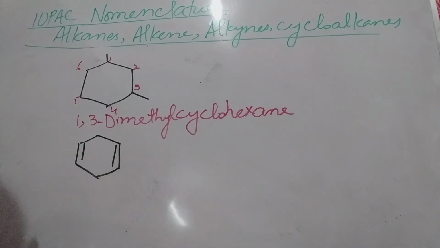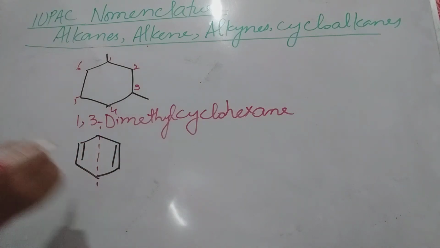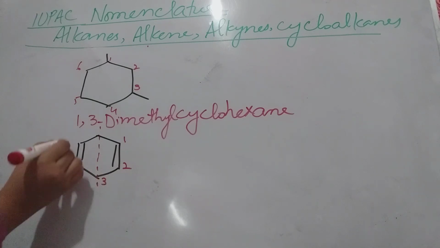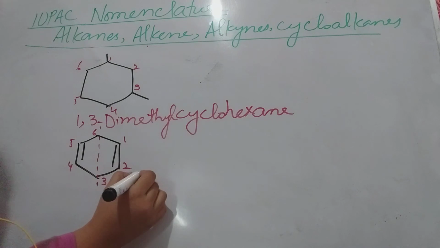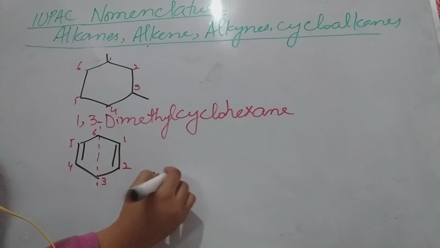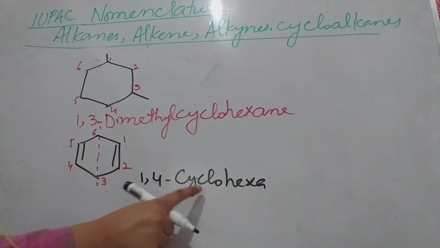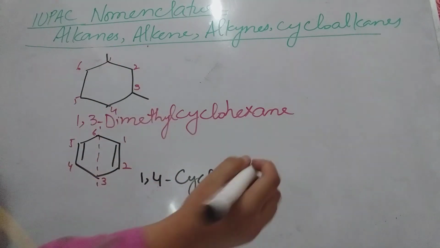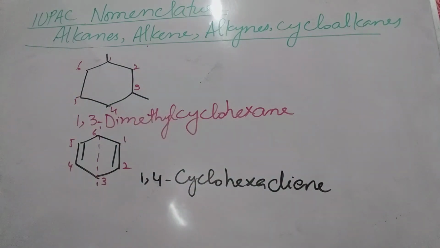If there is a double bond in a cycle, then it's a symmetrical molecule. You can start numbering from here, 1, 2, 3, 4, 5, 6. Okay, this is 1, 4-cyclohexadiene. Cyclo means it's a cyclic compound, hexa means a 6 carbon compound, diene means you have 2 double bonds in this compound, right?